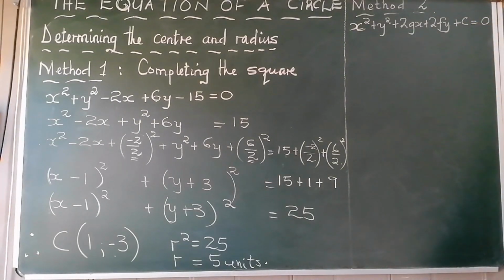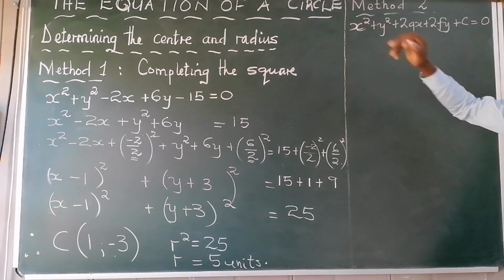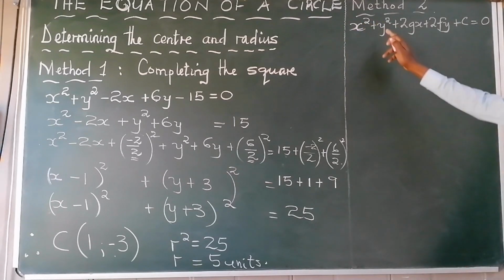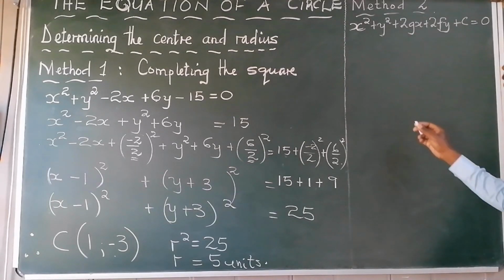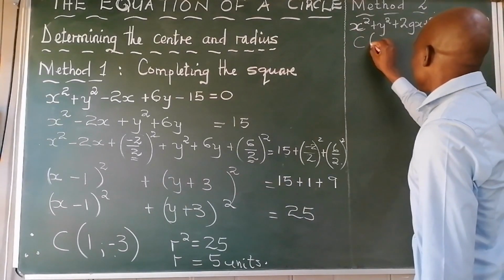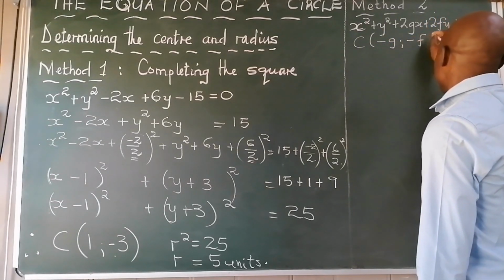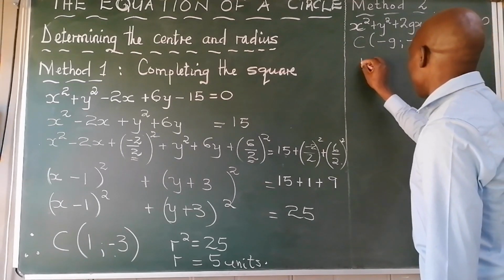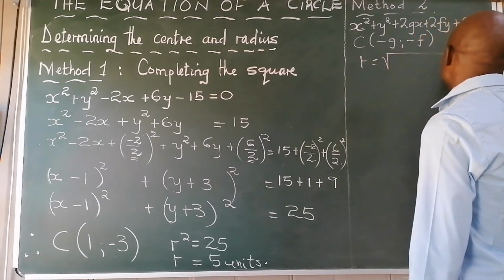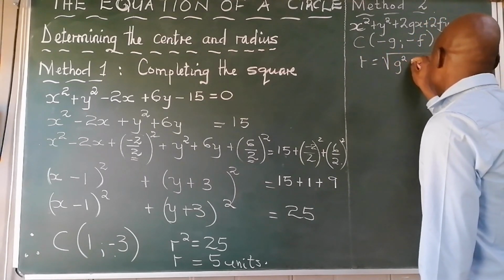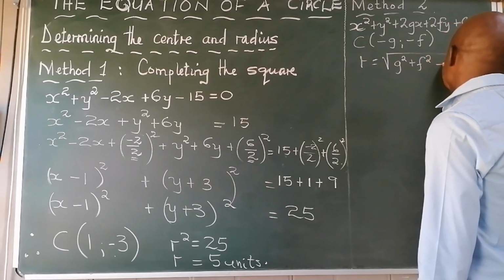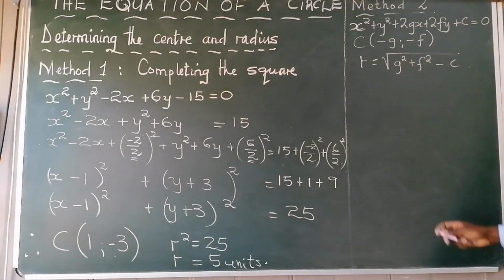This is a very exciting form of the equation of the circle, but make sure here the coefficient of x is always 1 as well as the coefficient of y. Now for this circle, what happens? Your center C is defined to be negative g and then negative f, and then your radius r would be equal to the square root of g squared plus f squared minus c. Now I'm going to demonstrate how this is going to work.